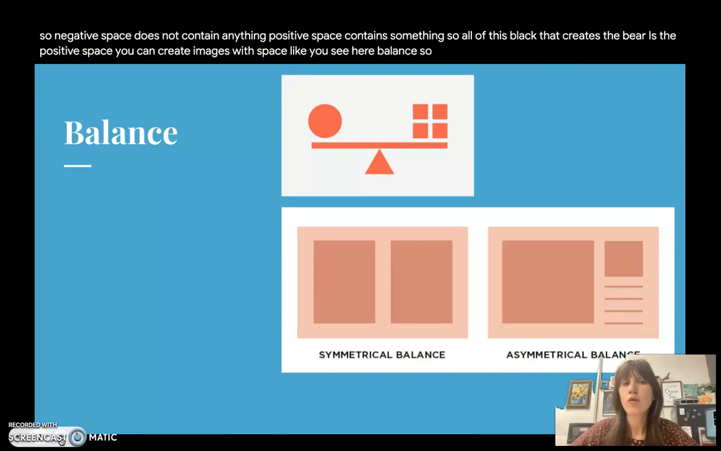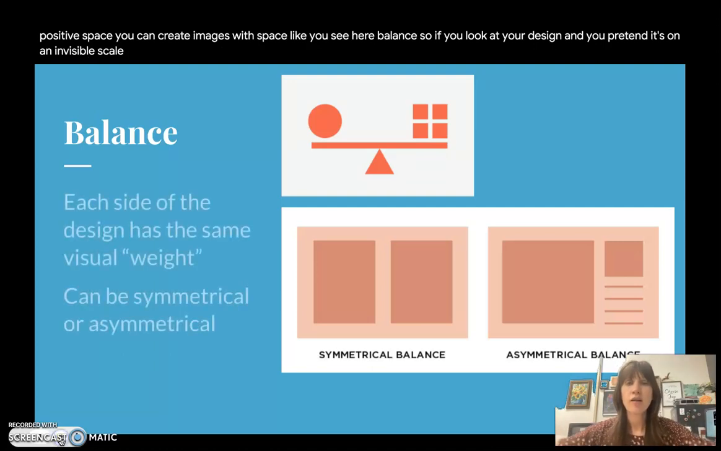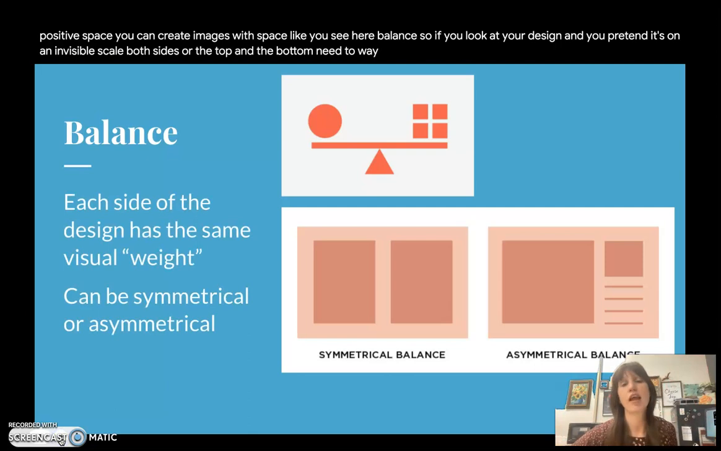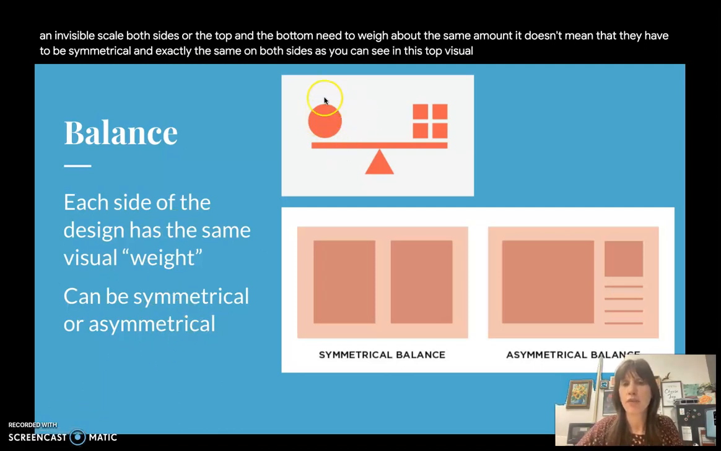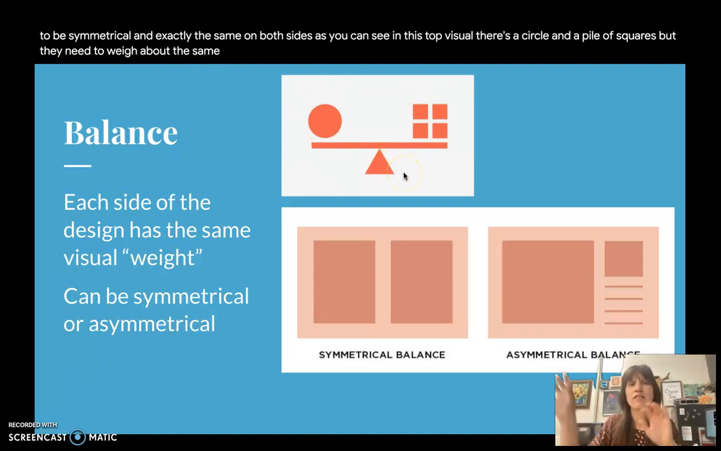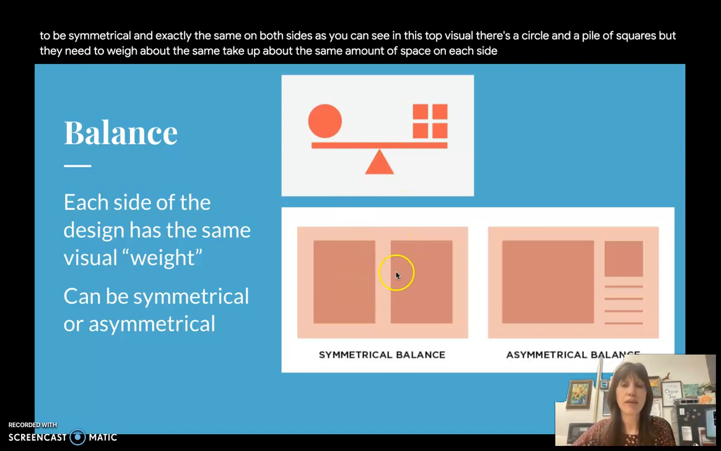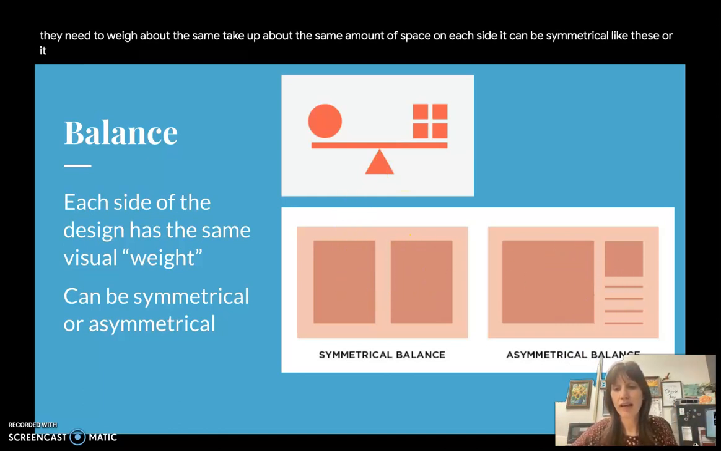Balance. So if you look at your design and you pretend it's on an invisible scale, both sides or the top and the bottom need to weigh about the same amount. It doesn't mean that they have to be symmetrical and exactly the same on both sides. As you can see in this top visual, there's a circle and a pile of squares, but they need to weigh about the same, take up about the same amount of space on each side. It can be symmetrical like these, or it can be asymmetrical like over here.